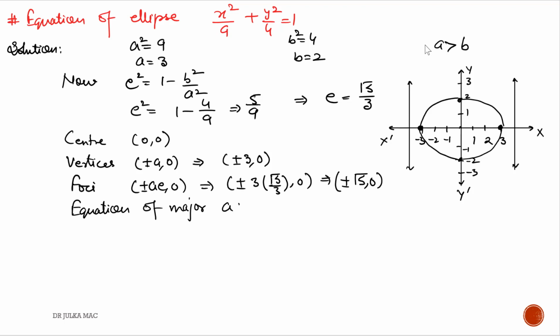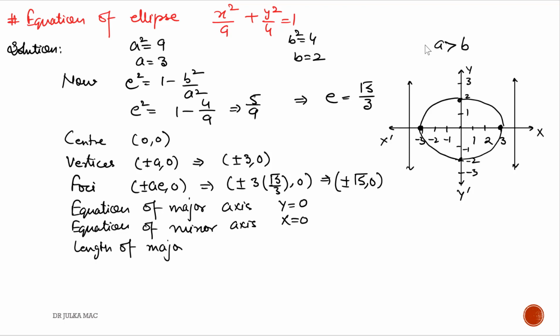Equation of major axis y equal to 0. Equation of minor axis x equal to 0. Length of major axis is 2a and a is 3. So length of major axis is 2 into 3 is 6. Length of minor axis is 2b and the value of b is 2. So 2 multiplied by 2 equals 4.